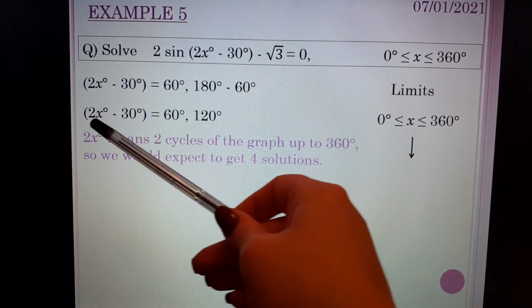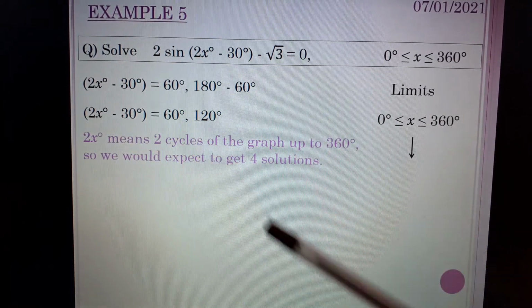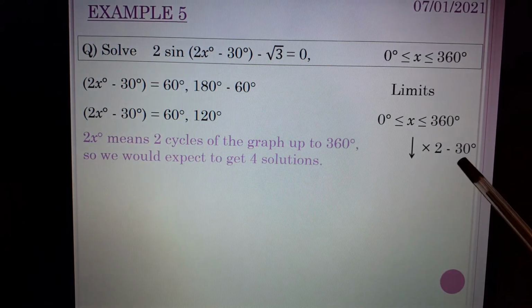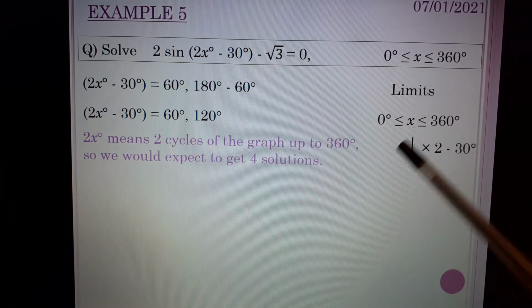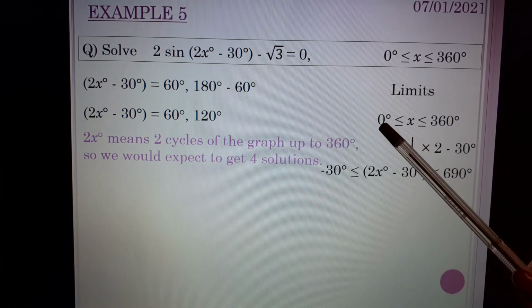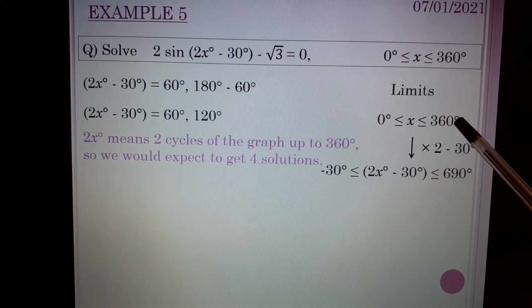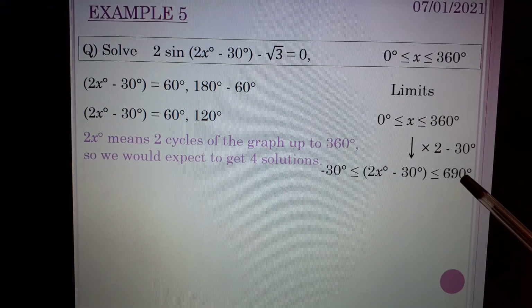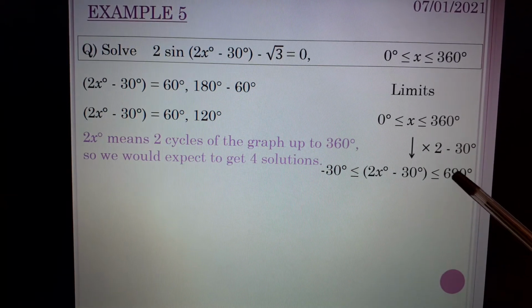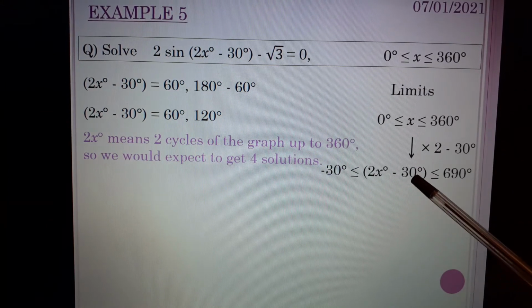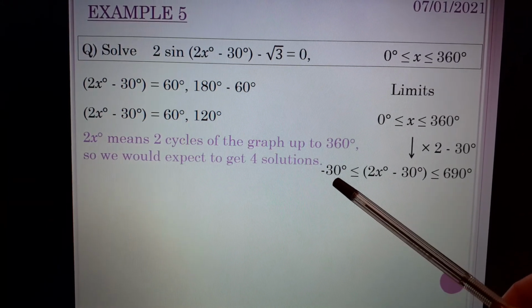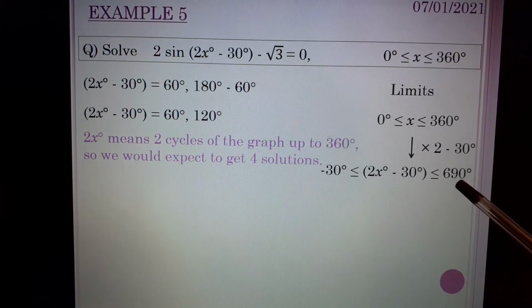Now 2x minus 30 means we're timesing the x by 2 and we're taking away 30. Times by 2, take away 30. So do that for each of these numbers as well. Times by 2, take away 30, that leaves you with minus 30. Times by 2, take away 30, leaves you with 690. So at the 2x minus 30 line, we want our answer to be between negative 30 and 690.